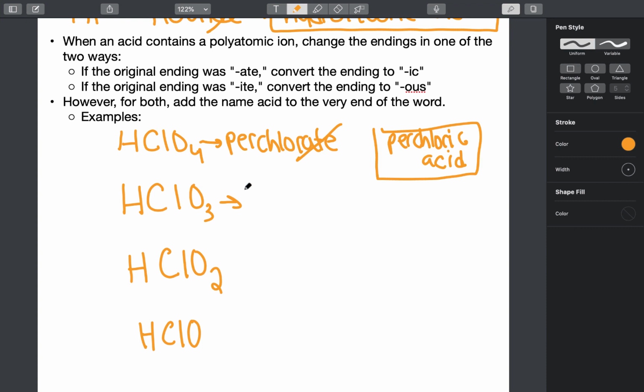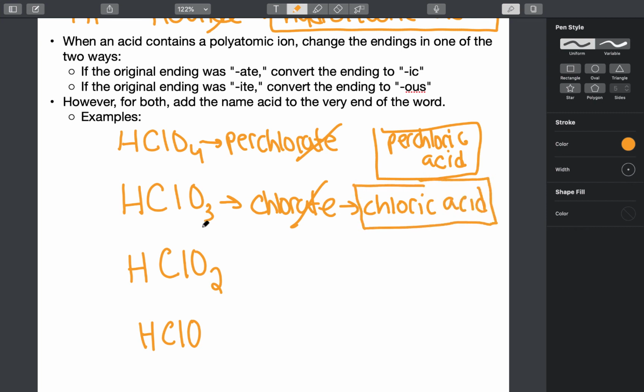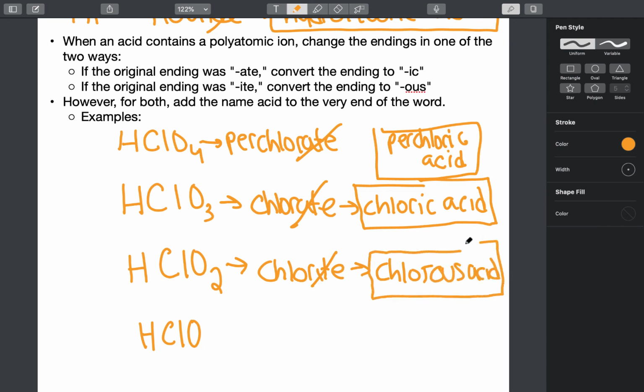So the next one, can you tell me what this one is? So hopefully you said chlorate. So this is chlorate. So you drop the "ate" and write chloric acid. So here we have HClO2. So can you tell me what this is? Hopefully you said chlorite, so therefore you drop the "ite" and write "us," so it's chlorous acid. So chlorous acid.